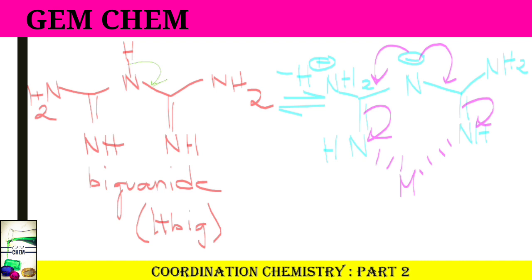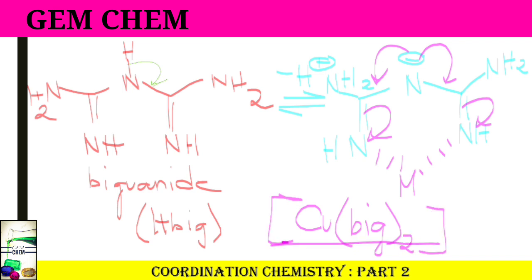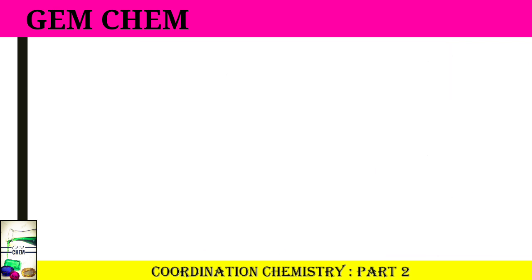An example of such a complex is Cu(bigH)2. This is a complex. Now if you try to draw this complex, how to draw it? Let us see. Put the copper in the middle portion. Then you have to draw the nitrogens on the four sides. This is a 4 coordinated complex.